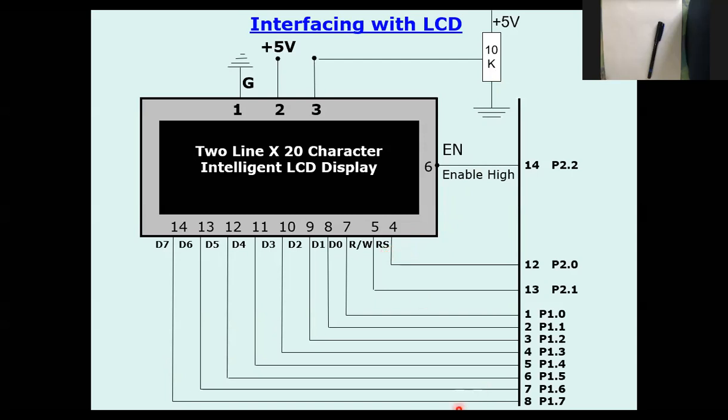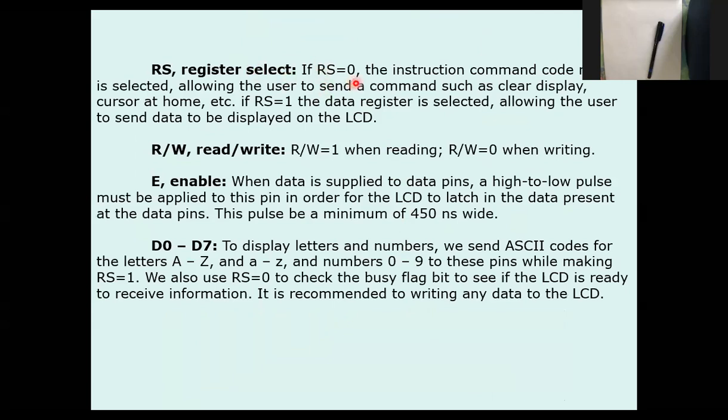What to display, then RS should be one. Just see, this is the RS. If zero, then it is called the instruction command word. If RS is equal to one, then it's called the data register.